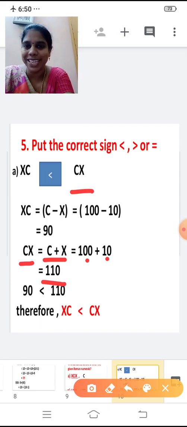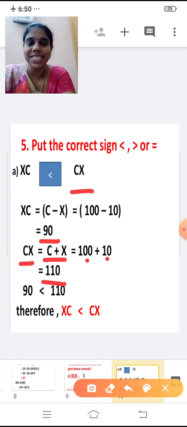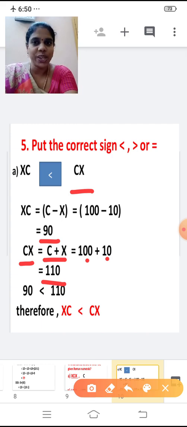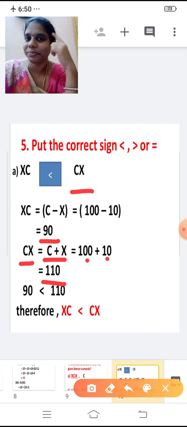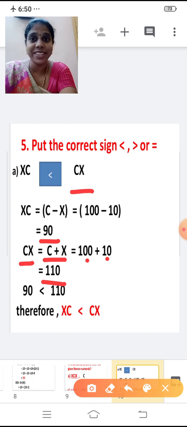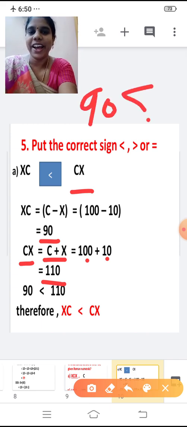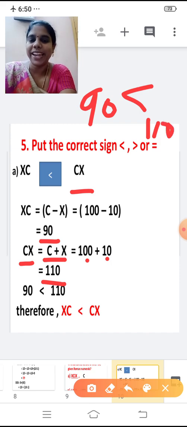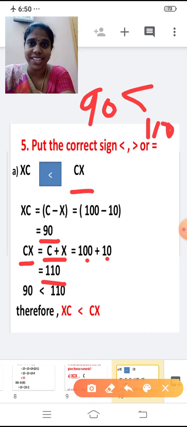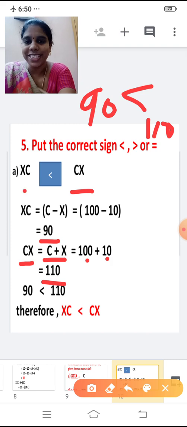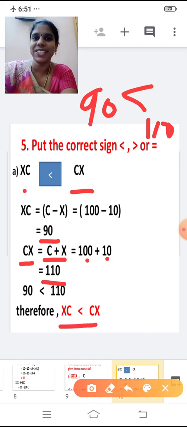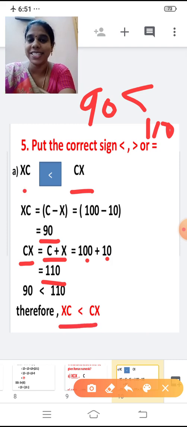Now, we are going to compare. We know the value for XC is 90 and CX is 110. Now, tell me, is 90 less than 110 or greater than 110? Think and tell me, children. 90 is less than 110, right? If 90 is less than 110, therefore, XC is less than CX.